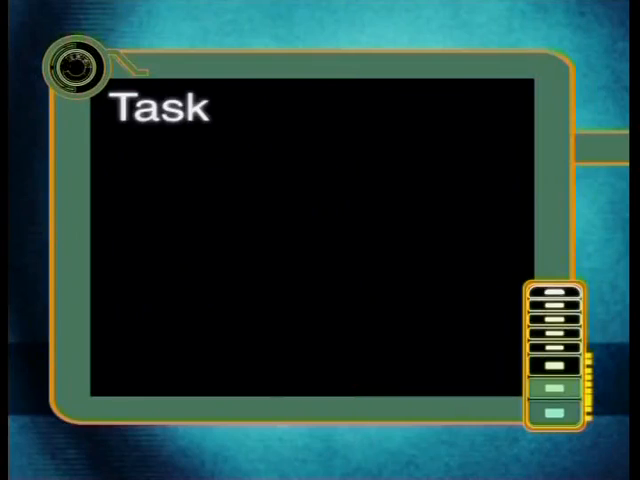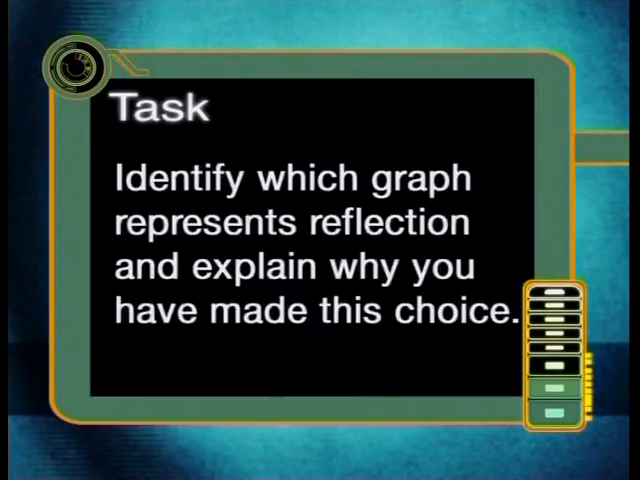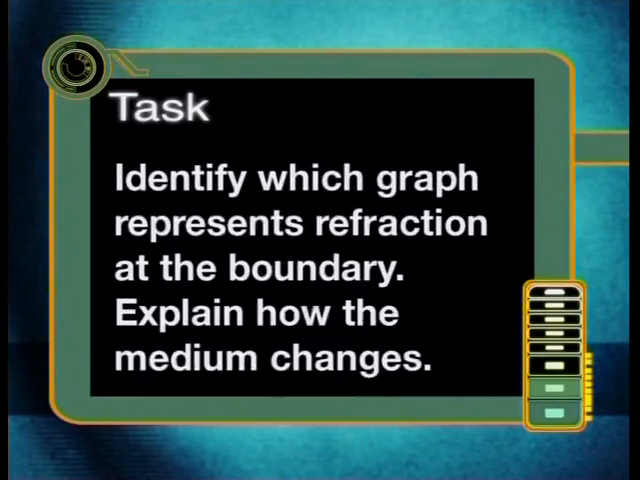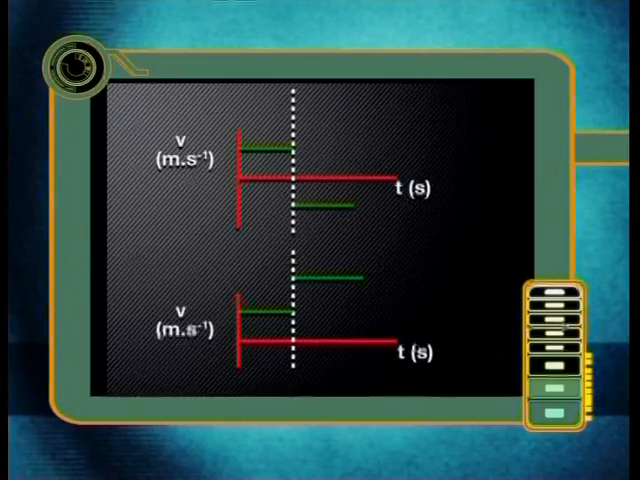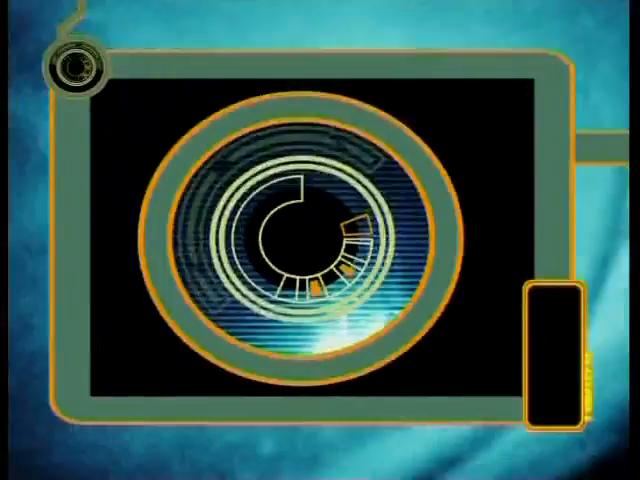For your task today, I want you to analyze two velocity time graphs that describe the motion of a transverse pulse at a boundary. Identify which graph represents reflection and explain why you have made this choice. Identify which graph represents refraction at the boundary. Explain how the medium changes. I hope you have fun with this task.